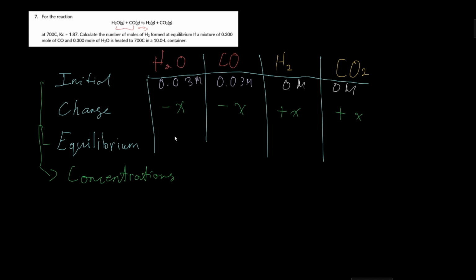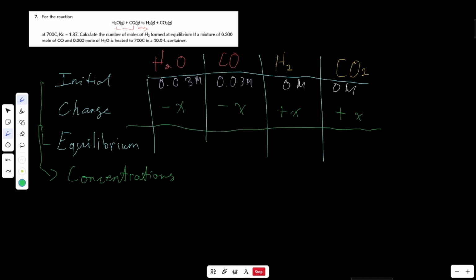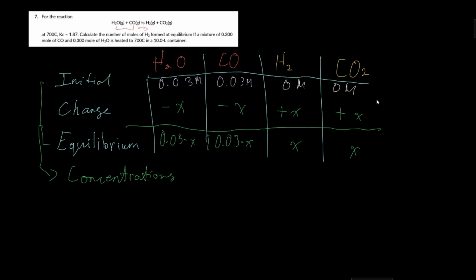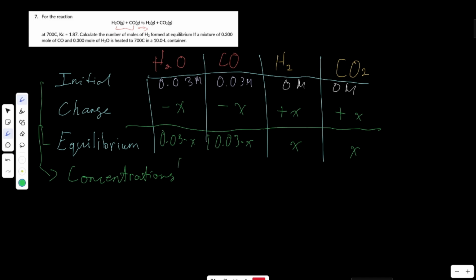Now, equilibrium is just the summation of this, right? So when we add all of this, at equilibrium, what do we expect? We expect to have a value of 0.03 minus x for H2O, 0.03 minus x for CO, and then we just have x and x for CO2 and H2. So basically what we did here is we're giving it an algebraic representation so that we actually can use these as our concentrations in our Kc expression, because these are now all concentrations, right?